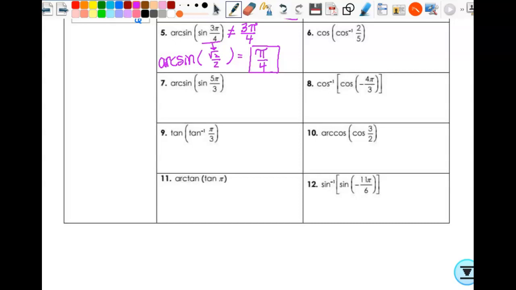Maybe? All right. The cosine of the cosine inverse of 2/5. So 2/5 is another one of those values that we're not familiar with. Okay, but I can take the cosine inverse of it as long as it fits between negative 1 and 1. Does that fit between negative 1 and 1? 2/5? Yes, it does. So my answer is just 2/5.